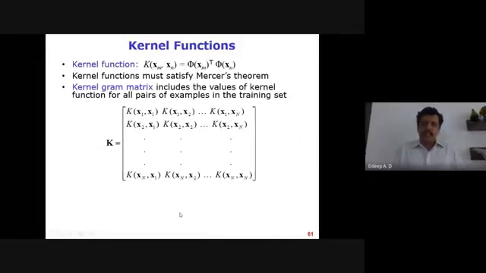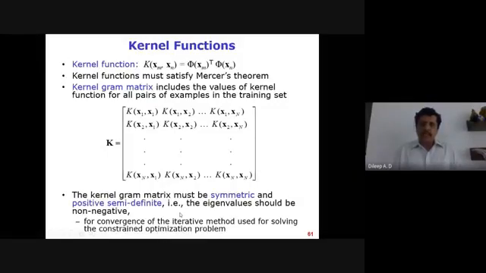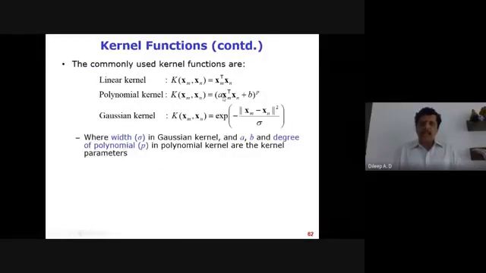Importantly, in the case of the polynomial kernel, A and B are the user-defined multiplicative and additive parameters. Similarly, in the Gaussian kernel, the sigma you consider here is the parameter associated with it. So that is the situation.